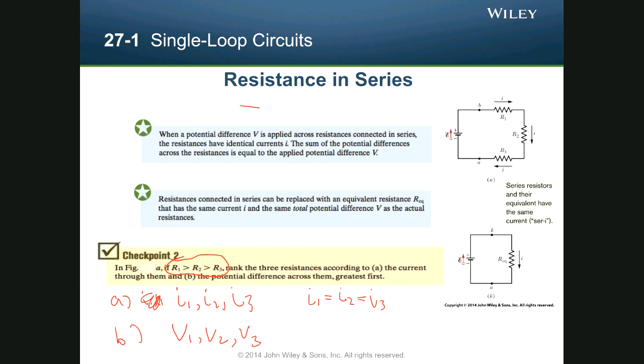And then, well, you got to look, right? V is equal to IR. So if R1 is the biggest, we would expect that V1 would be greater than V2, would be greater than V3. All right. So see if you have any questions about that. Take a look at it and make sure that makes sense.